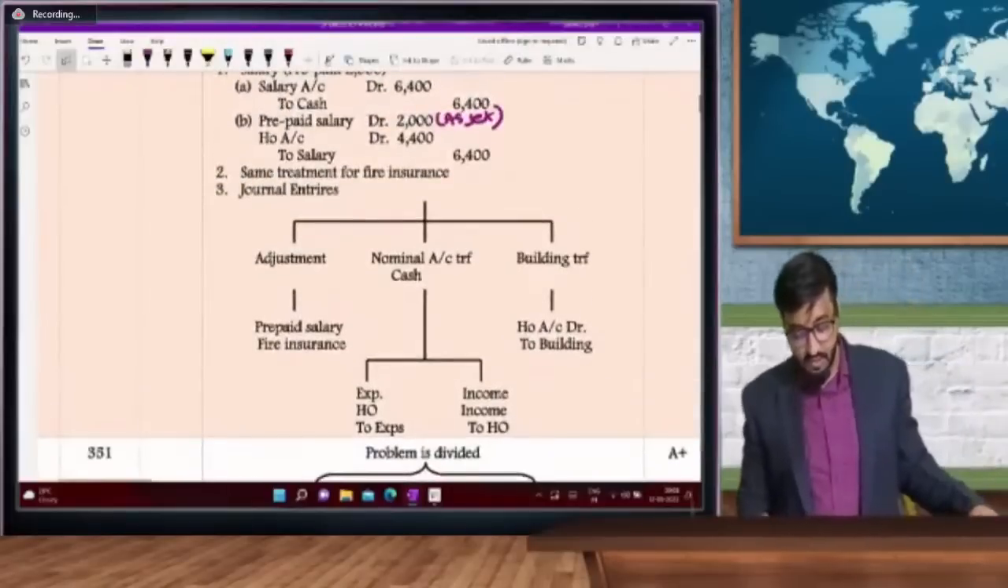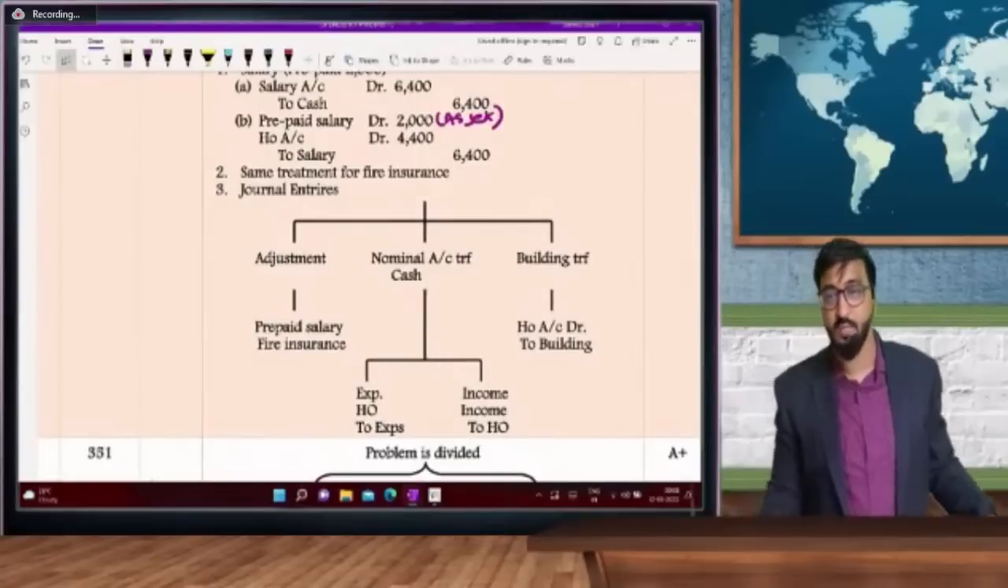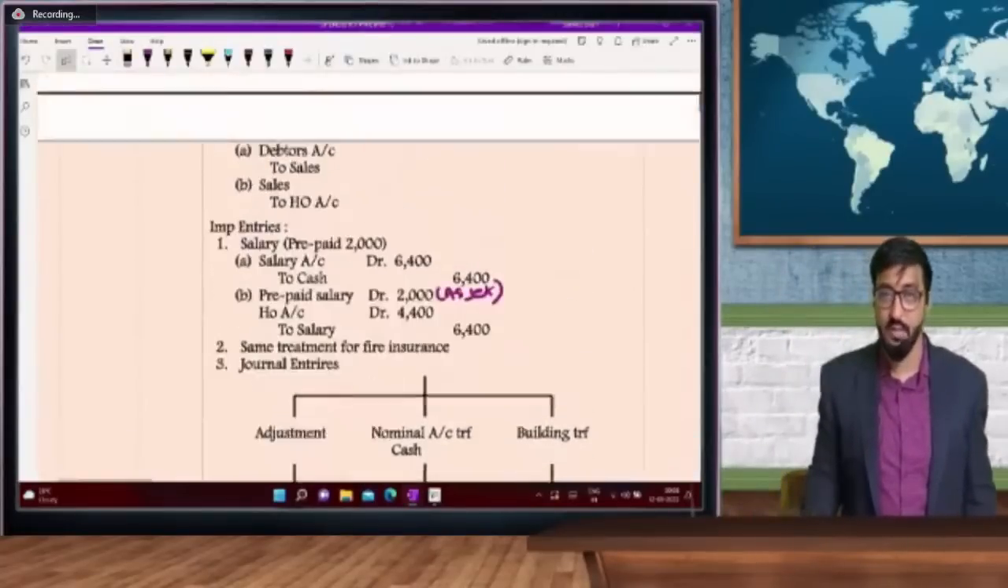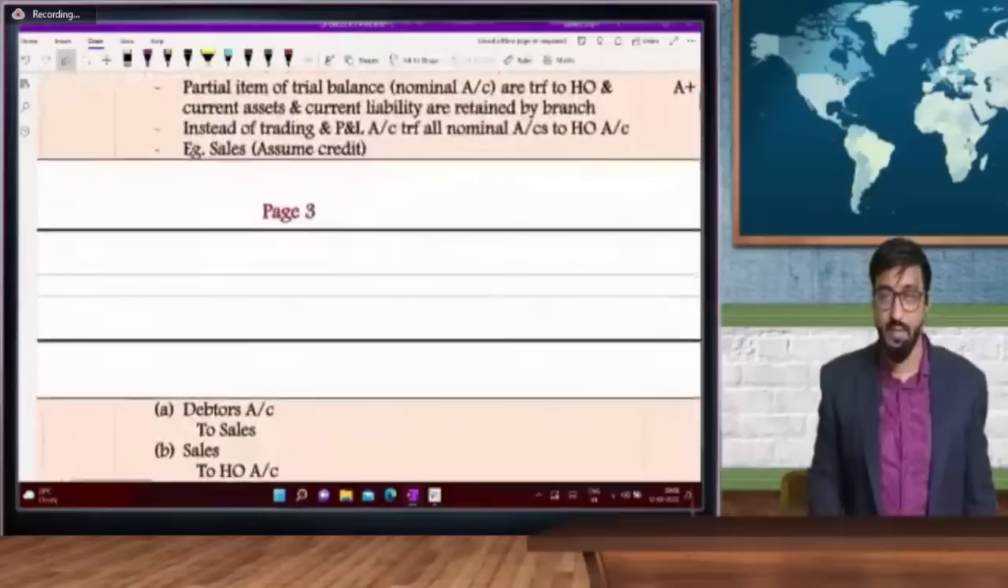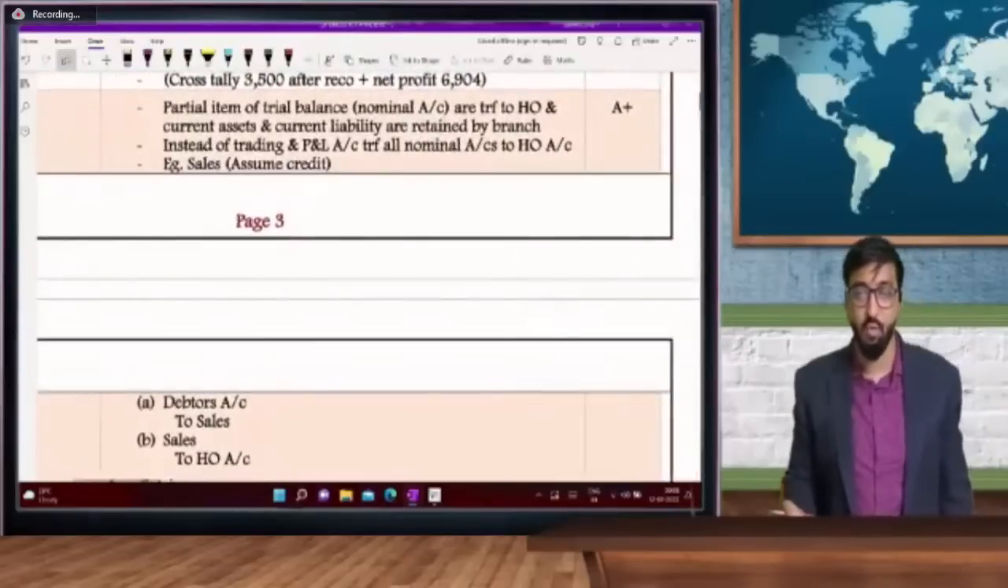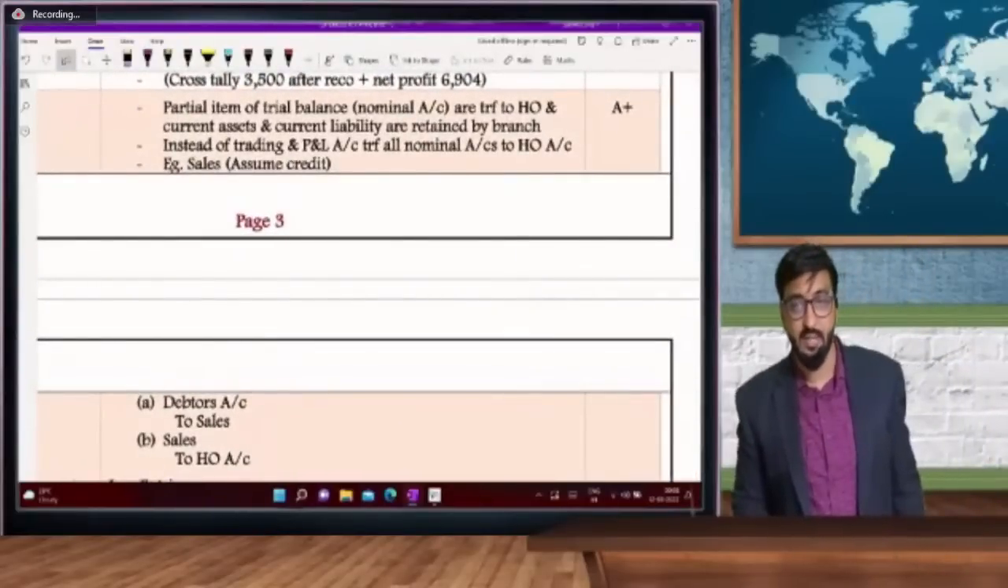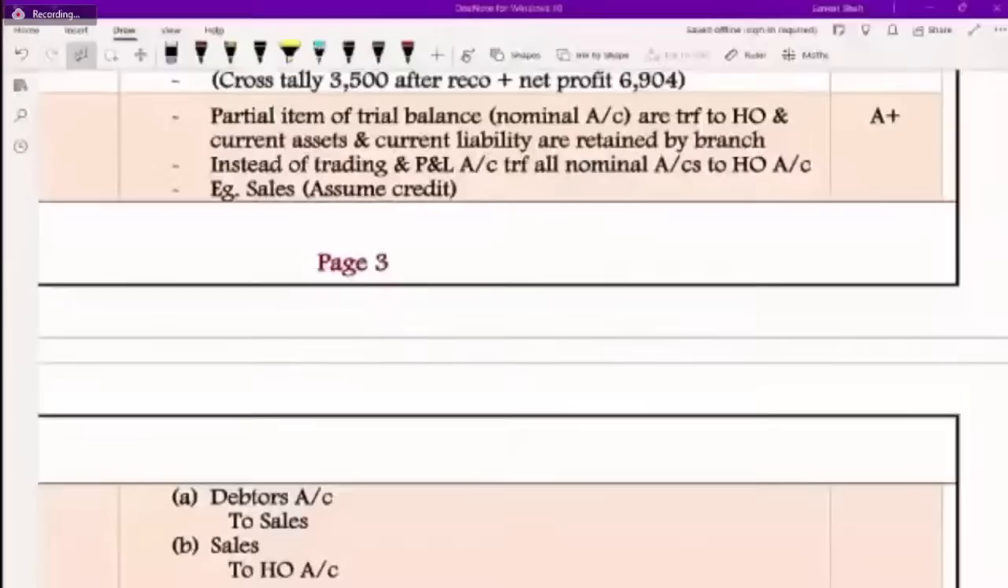So this question is divided into 3 parts. Adjustment entries, nominal accounts are transferred to cash account, and building account is also transferred to HO account. So these are some important points. If you read this index also at the end, you are going to understand everything. It's very easy. Chalo, let's take a screenshot.